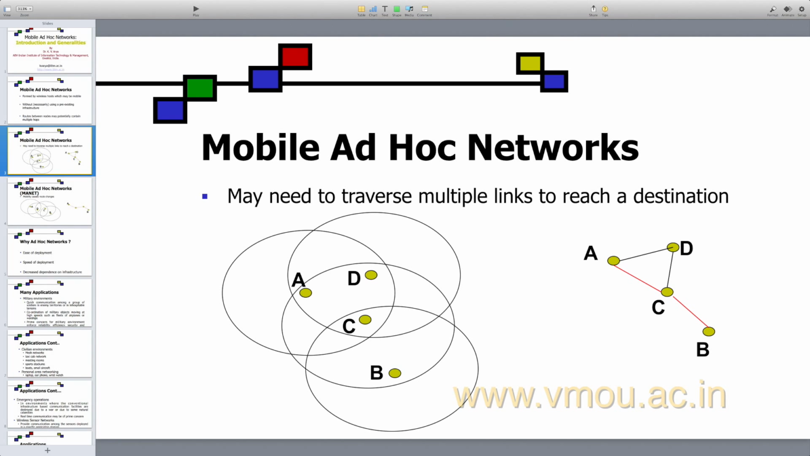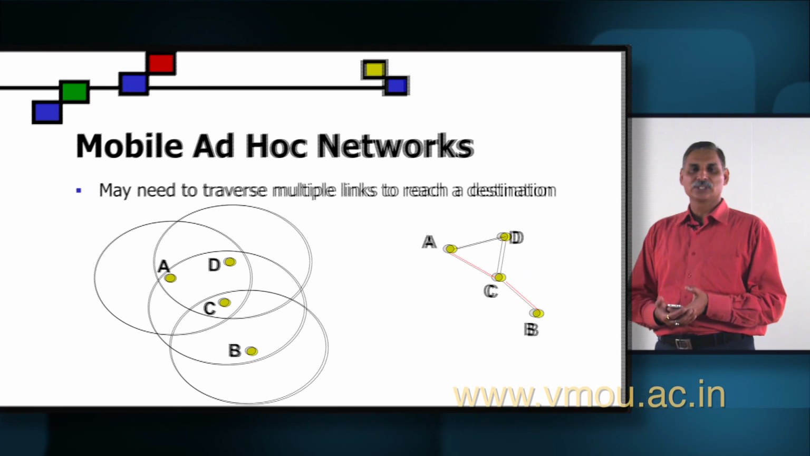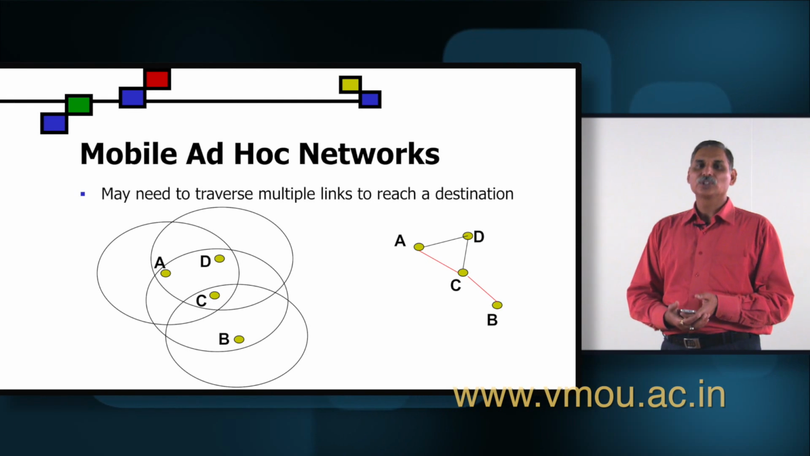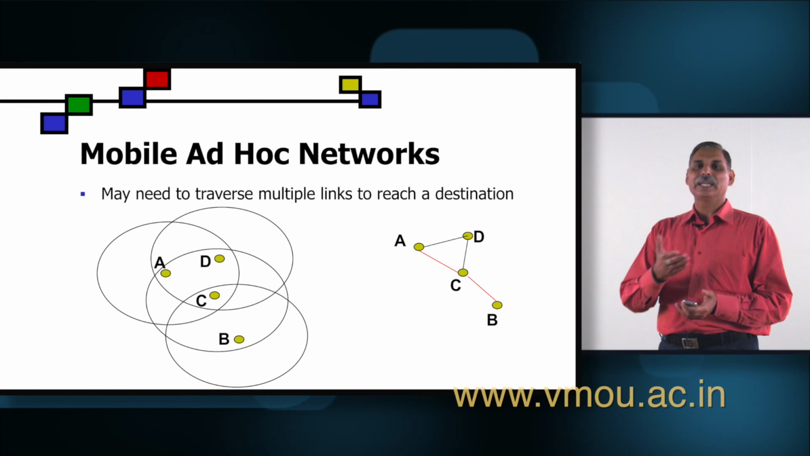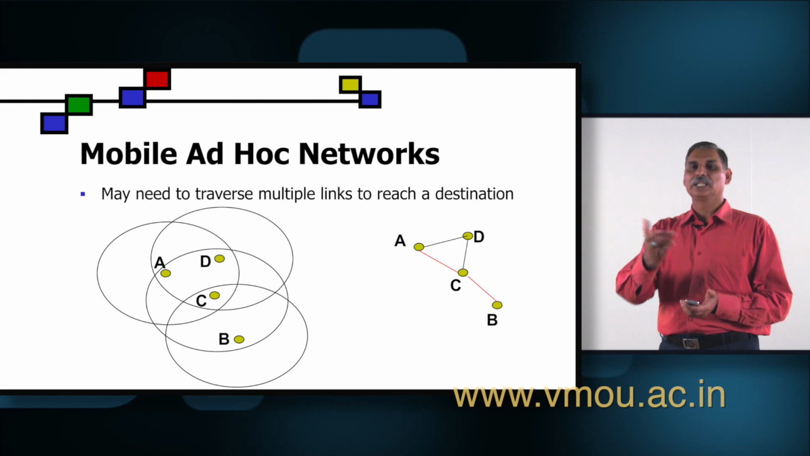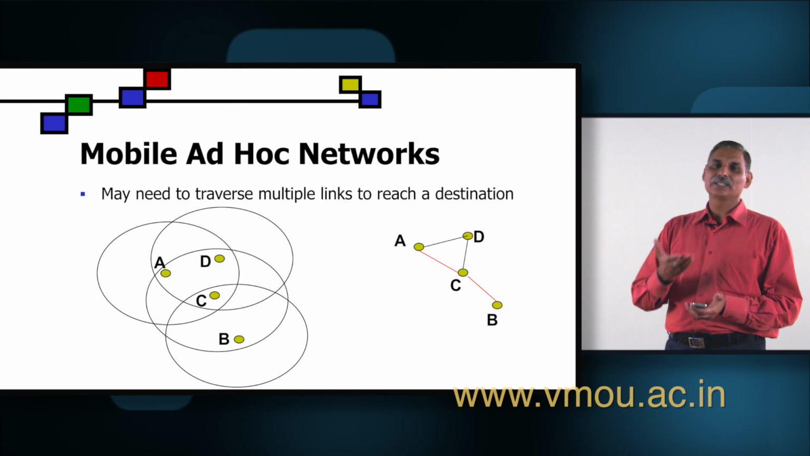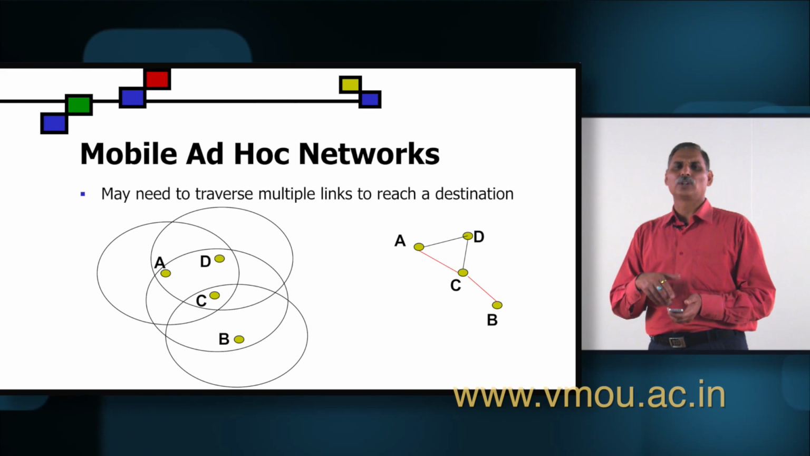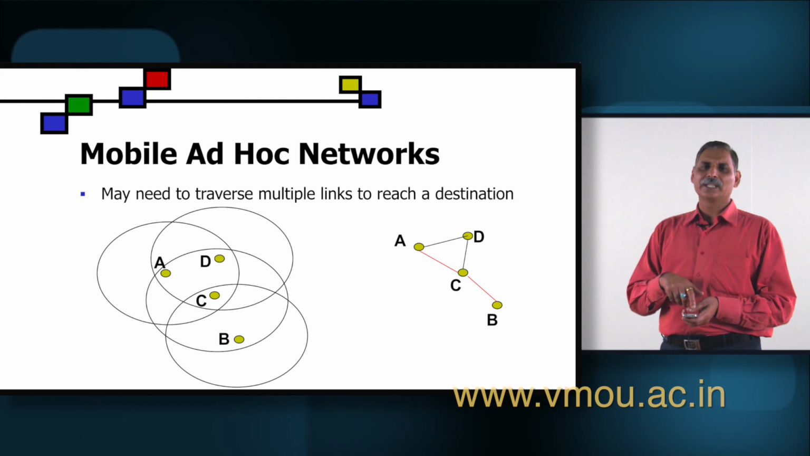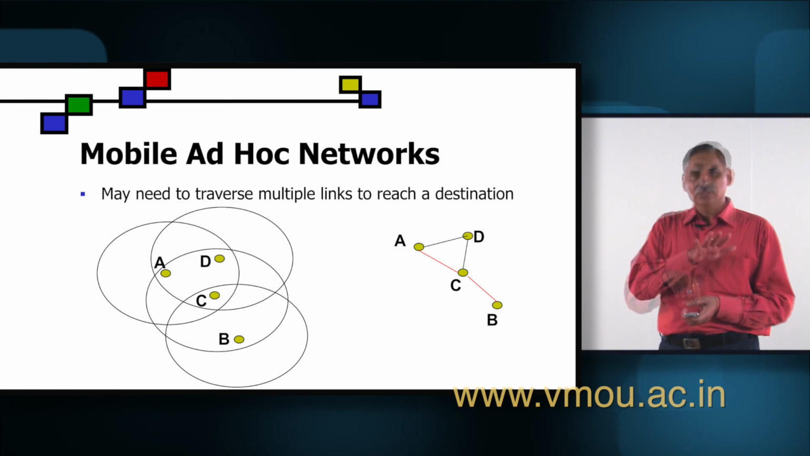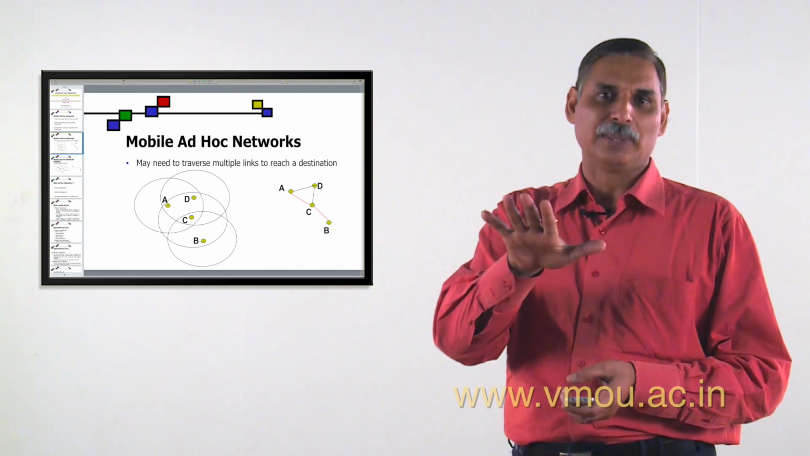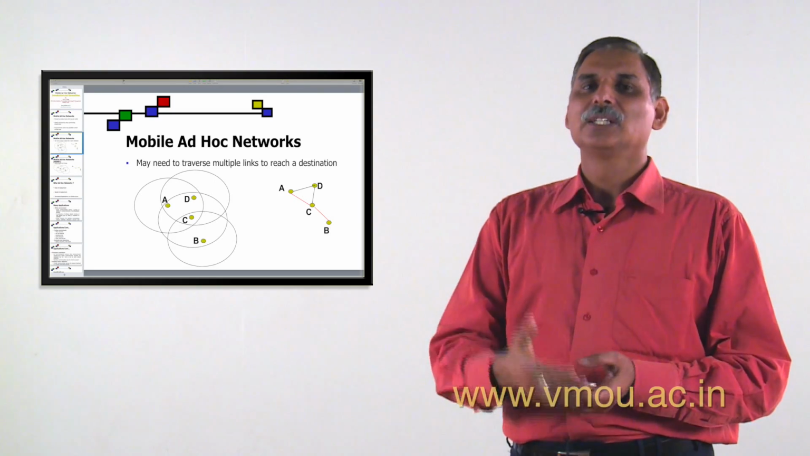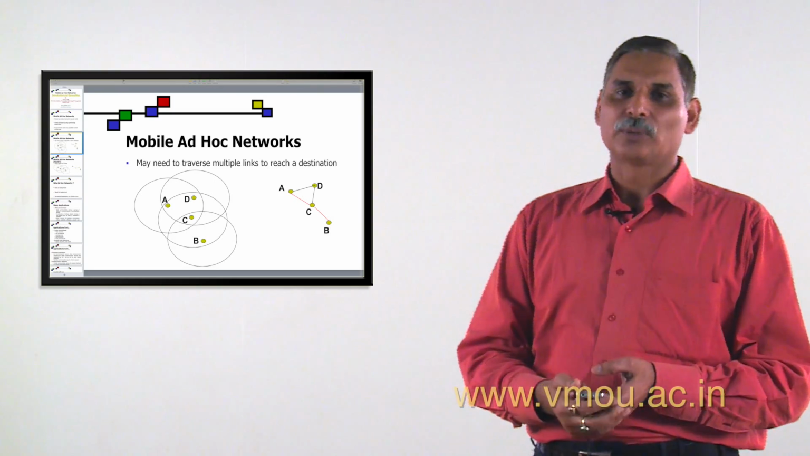Like in this example, suppose A is my source which wants to send some information to my destination B. There are multiple paths: A may go to D and D to C, and then ultimately reach B, or there is another path available, it may go to C and then go to B. Similarly, depending on how many nodes are in the communication range of my source node A, that many paths will be available. Depending on my criteria of path search, it will select any of the paths from the available nodes.